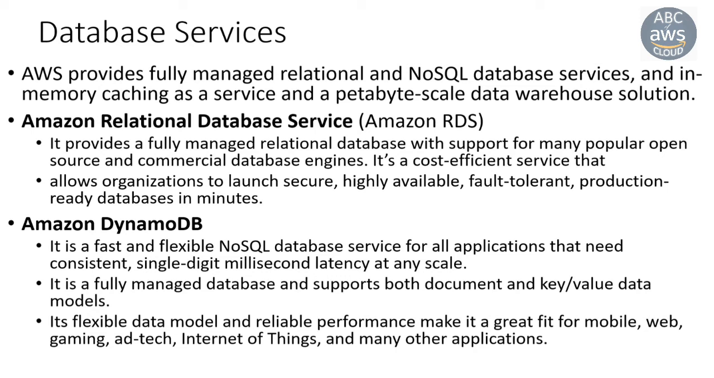Amazon Relational Database Service provides a fully managed relational database with support for many popular open source and commercial database engines. It is a cost-efficient service that allows organizations to launch secure, highly available, fault-tolerant, production-ready databases in minutes. That means AWS provides many types of database engines, like MySQL, Microsoft SQL Server, Oracle database. There are six or seven databases provided by AWS. So you just go and create those database engines.